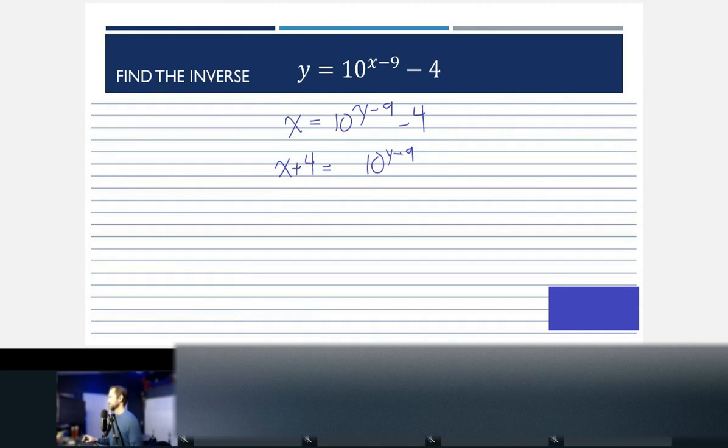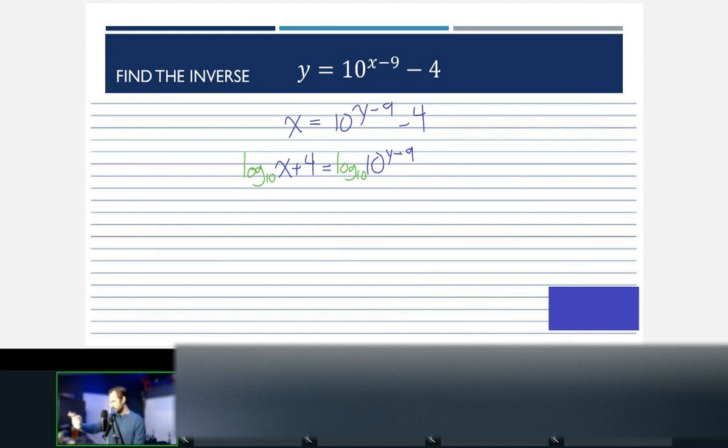All right, we are going to log base 10 both sides. Now you can see why I left a little bit of space there. And then don't forget, we are logging this entire left side. So what else do I need over here? Yeah, we need parentheses. Absolutely.